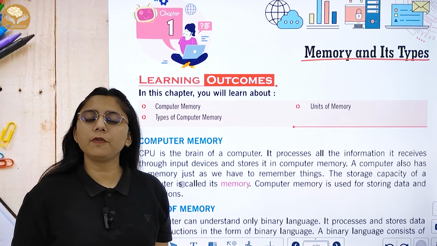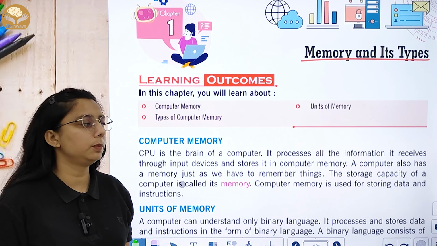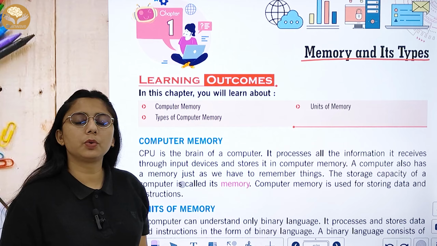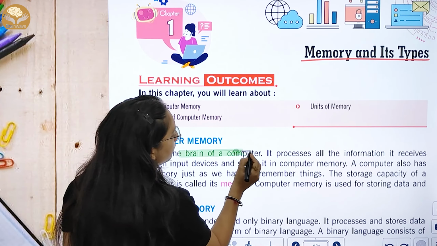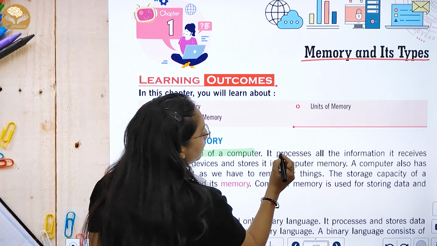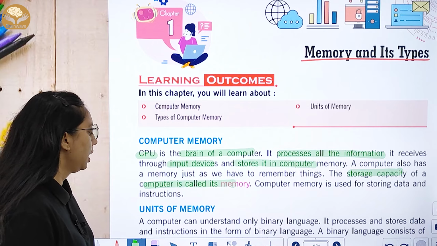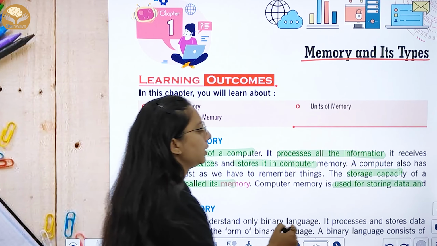Like CPU is the brain of computer. It processes all the data and information it receives through input devices and stores it in the computer memory. A computer also remembers things like a human being remembers, and the storage capacity of a computer is called memory. What is the storage capacity of a computer called? It is called memory. And computer memory is used for storing data.